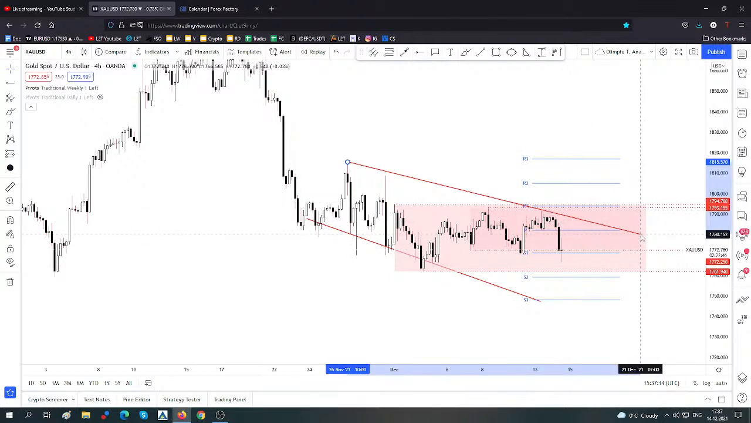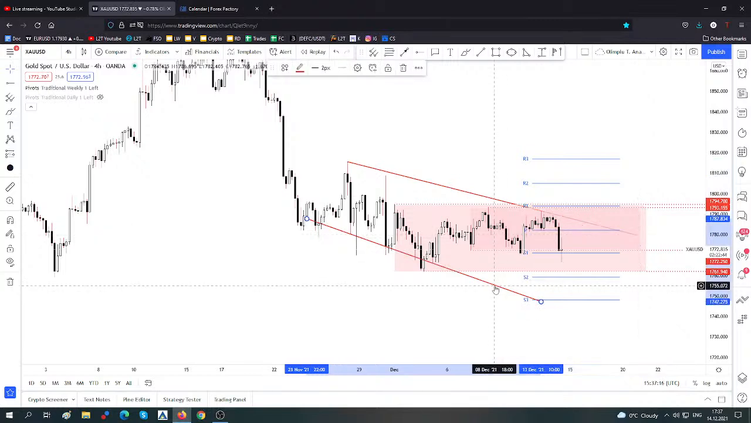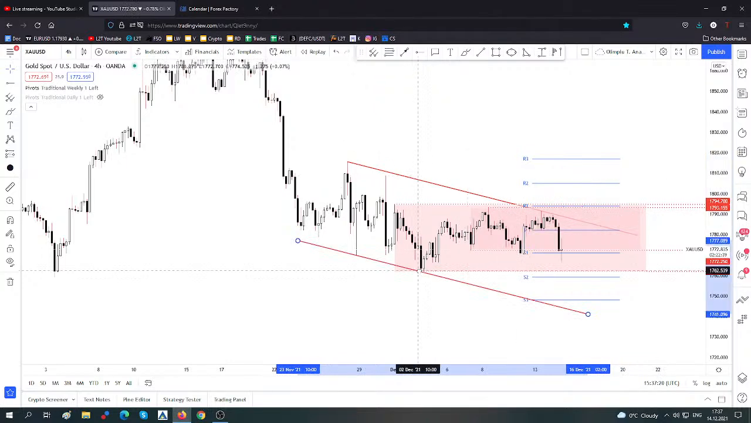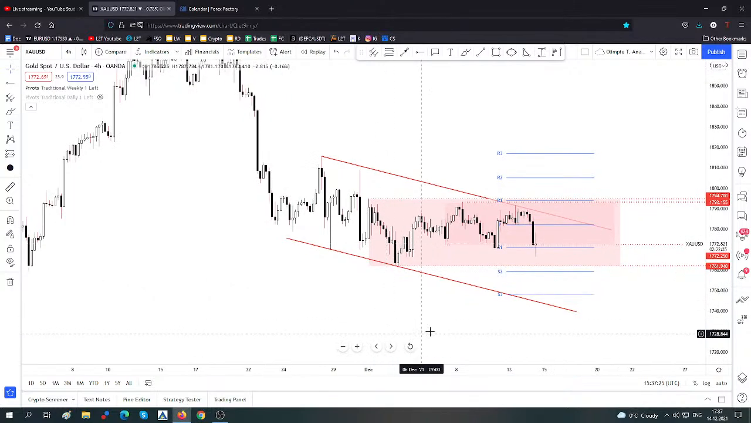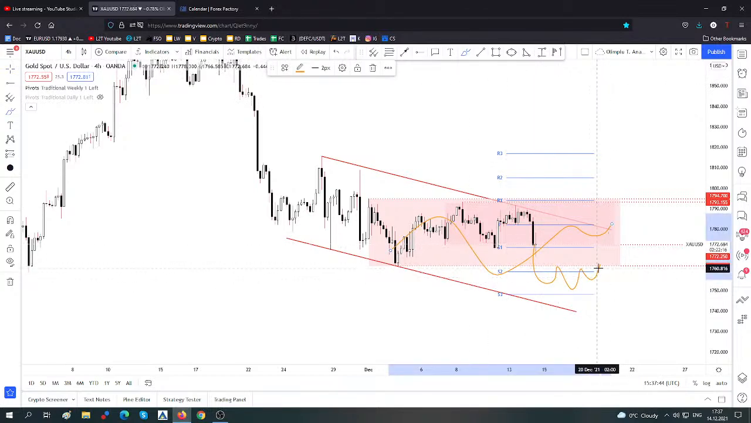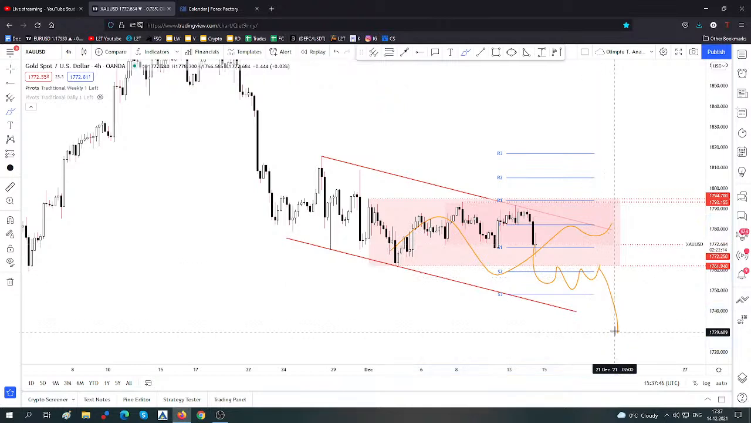Maybe I will draw it something like this right now, and I will clone this trend line, maybe something like this, and we have a new channel here. I've told you we are at support right now, the weekly static support here, S1 1770.96, and personally I want to see a valid breakdown from this range to confirm a strong downside movement.